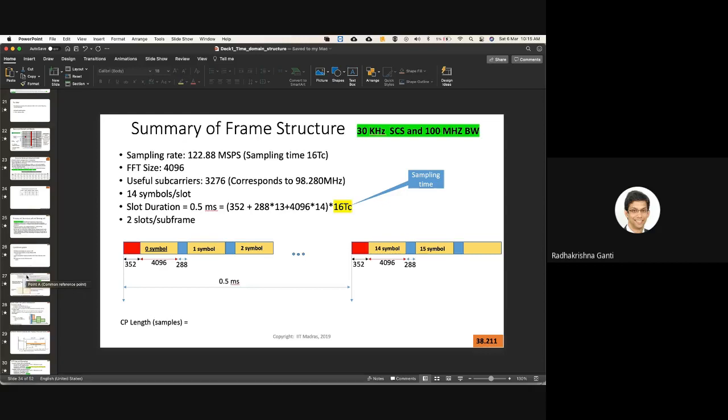But before that, in the next class, I'm going to teach you about TDD. What are the different configurations that are there, and how does the uplink downlink transition happen? What is timing advance, what is timing offset, and other things?